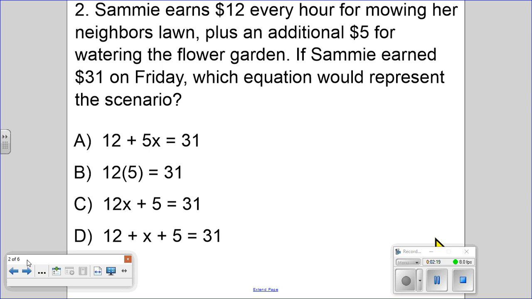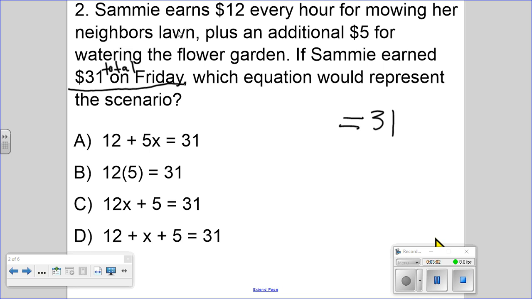Sammy earns $12 every hour for mowing her neighbor's lawn, plus an additional $5 for watering the flower garden. If Sammy earned $31 on Friday, which equation would represent the scenario? So when you're given a word problem like this, one thing that's helpful is if you look for the number that represents the total. How much money did Sammy earn total on Friday? She earned a total of $31. So if that's my total, then that means my equation needs to be equal to 31. So looking at my choices, they're all equal to 31, so that doesn't help me eliminate anything just yet.